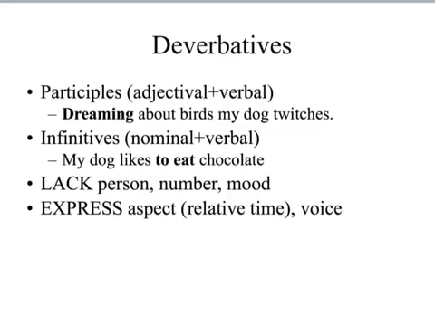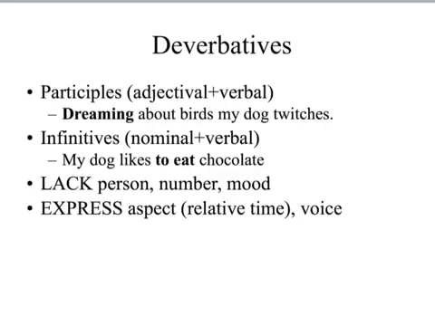Finally, there's a class of words that your grammar kind of charmingly refers to as deverbatives, which are words that are related to verbs but not finite verbs. Only finite verbs have all 5 of those accidents: person, number, tense, voice, and mood. But there are classes of other words that are related to verbs, such as participles, which are technically kind of adjectival, but also have some qualities of verbs. So dreaming about birds, my dog twitches. Dreaming is an adjective describing my dog, but it also contains some aspects of verbs.